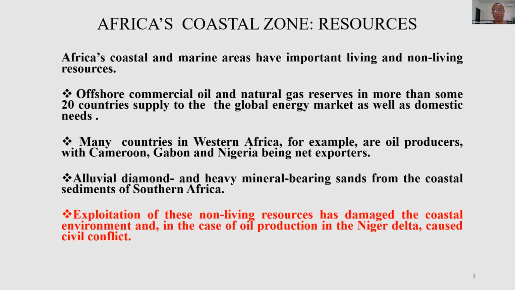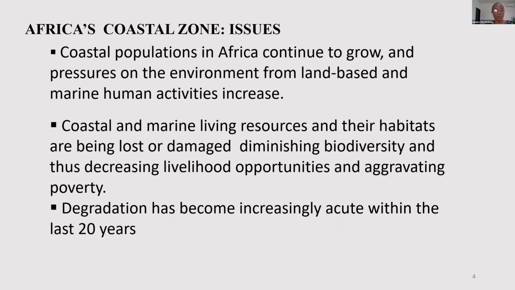Africa's coastal and marine areas have important living and non-living resources, oil and gas especially. Many countries in Western Africa, for example, are oil producers, with Cameroon, Gabon, and Nigeria being net exporters. Exploitation of these non-living resources has changed the coastal environment, and in the case of oil production in the Niger Delta, it has led to civil unrest.